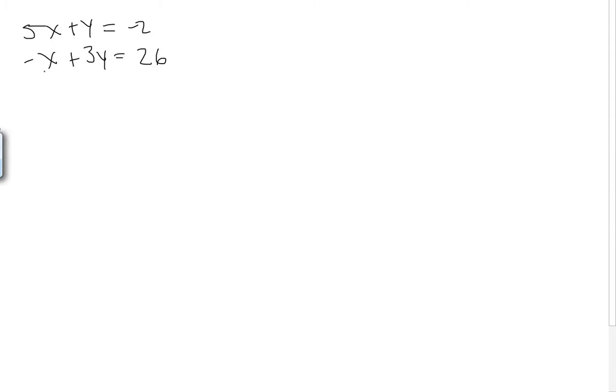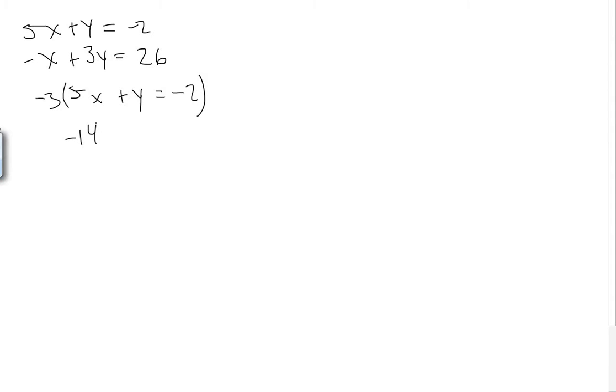If I want to eliminate the x's, I would multiply the whole second equation by 5. If I want to eliminate the y's, I'd multiply the first equation by negative 3. I think I'll do that. I don't want to multiply 26 times 5. So I'll just take 5x plus y equals negative 2 and multiply that whole equation by negative 3.